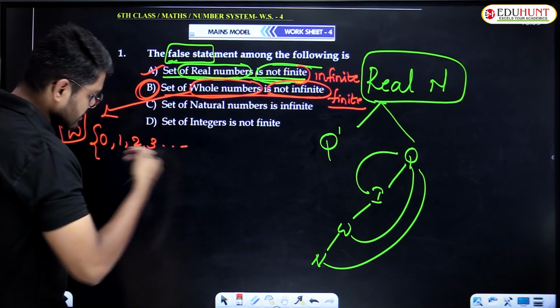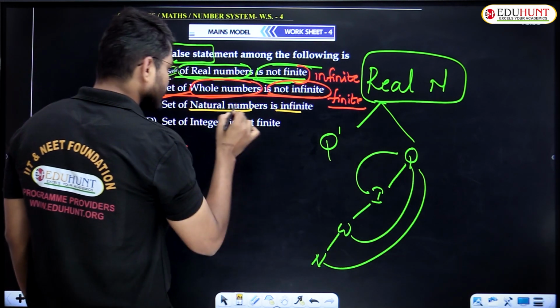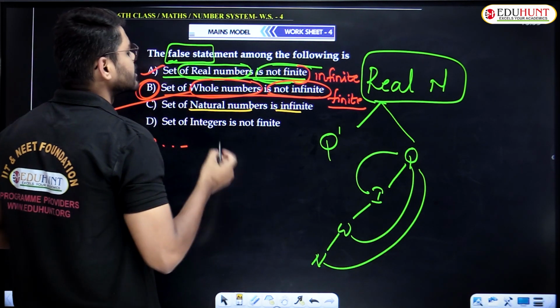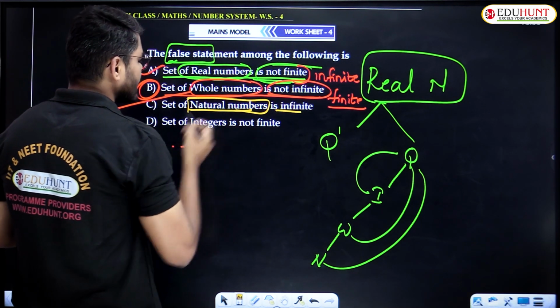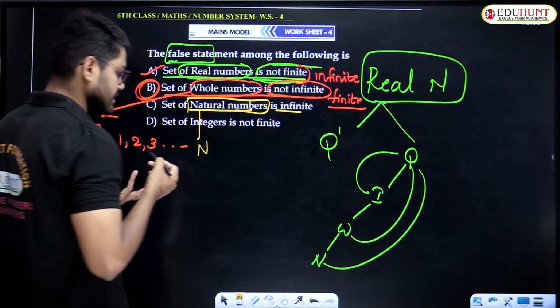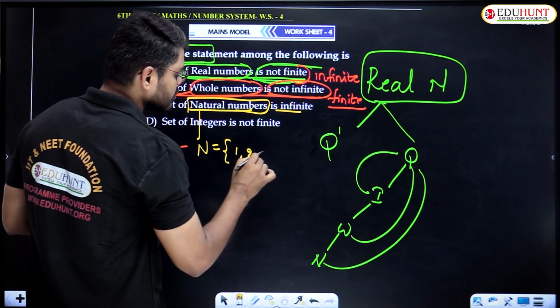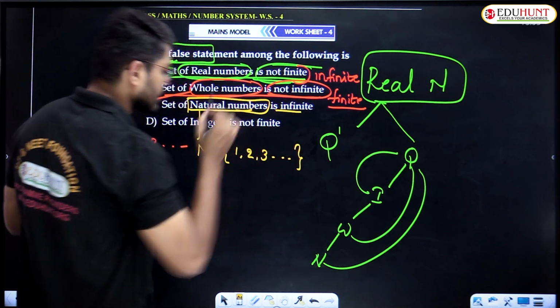Next we discuss the remaining two options also. The set of natural numbers is infinite. Yes, the set of natural numbers is infinite. True. What are natural numbers? Natural numbers are denoted by N, as we already discussed in the previous session. N is equal to the set of 1, 2, 3 and so on.